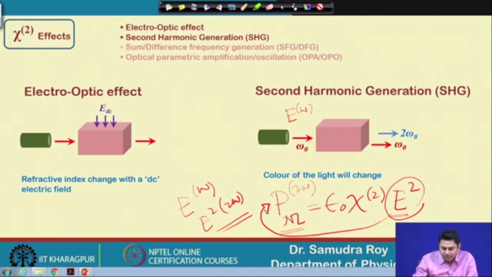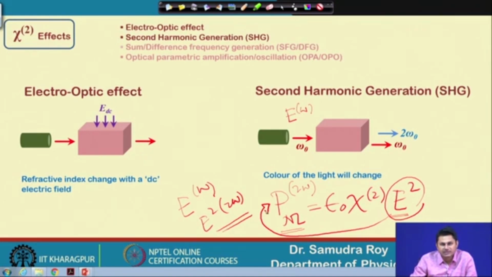So, this nonlinear polarization is now vibrating at 2 omega, that means the dipole will start vibrating with the frequency 2 omega, and because of the vibration of this dipole at 2 omega, they will start generating another field inside the material which will be vibrating at a frequency 2 omega. So, directly it is related to the material properties.